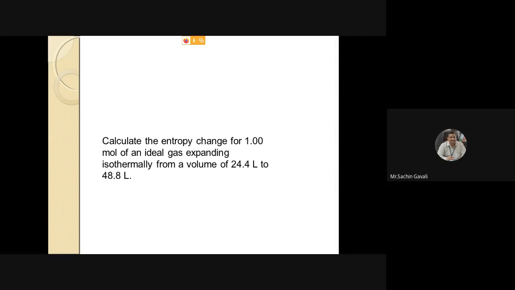Calculate the entropy change for 1 mole of an ideal gas expanding isothermally from a volume of 24.4 liter to 48.8 liter.